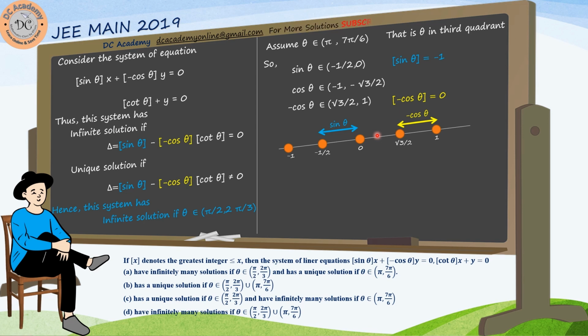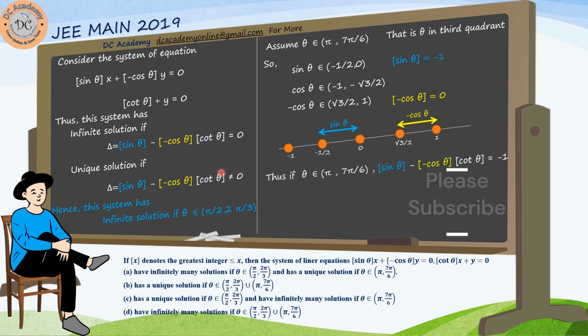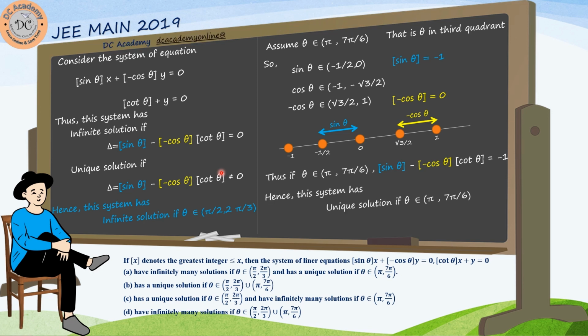And hence, as the box of cos theta is 0, here the box of cot theta need not be calculated. So we should not calculate that. Therefore, in this case, delta is equal to minus 1, which is definitely not equal to 0. Hence, in this interval, we have a unique solution. And that's it. So therefore, we can easily see that option A is the correct answer for this problem.